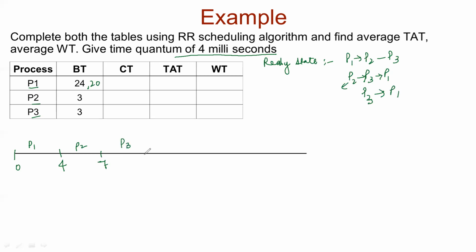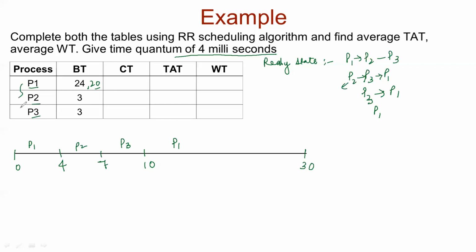Scheduler will now select P3 and P3 will execute till time unit 10. So both P2 and P3 are done, and in ready queue there is just one process, P1. So P1 will finish its burst of 20 units and it will execute till time unit 30.